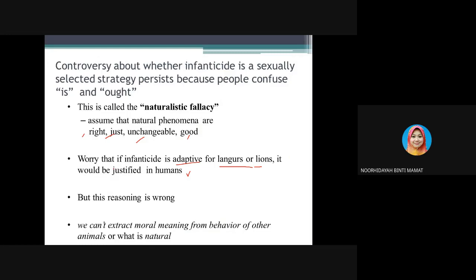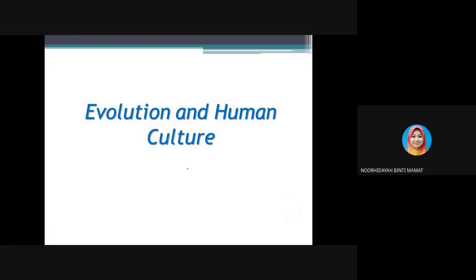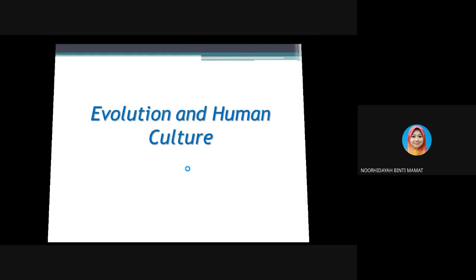We cannot extract the moral meanings from the animal's behavior. Okay, it actually can be adaptive to the humans' behavior. Okay, so it is a controversy about infanticide strategy. So we move to the last types of evolution in behavior, which is evolution and human culture.